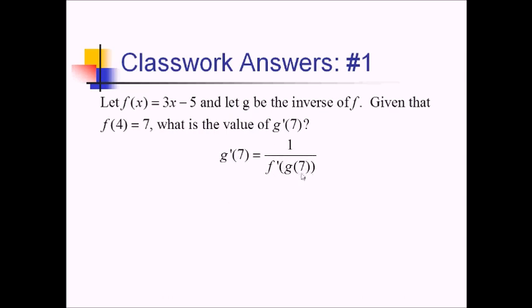So g of 7, that's the input to f when the output is 7, because g is the inverse of f. So if I get back 7 from f, I had to input 4. So g of 7 then is going to be this 4 input. So I'm really doing f prime of 4. So now let's go ahead and calculate f prime and plug 4 into it. Well, if f is 3x minus 5, f prime of x is just 3, the slope of that. So that means that no matter what we're plugging in, even if it were something other than 4, we just get 1 over 3 for the answer.